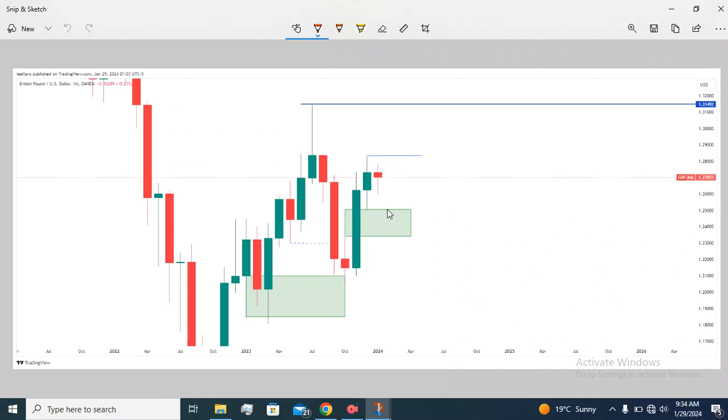I said FVGs act as imbalances where the market is likely to be attracted. FVGs act as magnets, and for the swing highs and the swing lows, that is where the market is likely to move quickly to smash them. So let's drop down on the lower time frame to find out where the market is likely to draw between. Is it this high or this FVG?